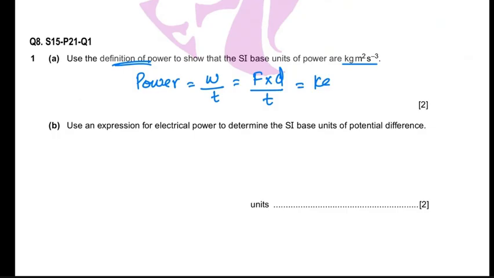Force is kg m s^-2 into distance in meters over time in seconds. So it will become kg m^2 s^-2, and s in the denominator will become s^-1 up. So it becomes kg m^2 s^-3. Proved.